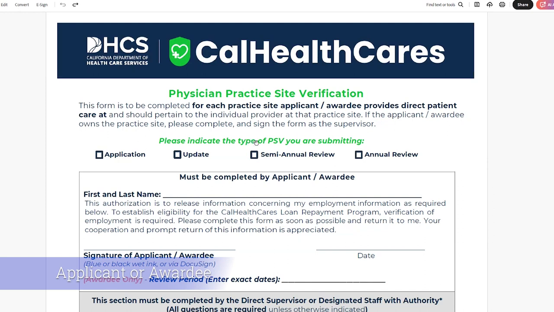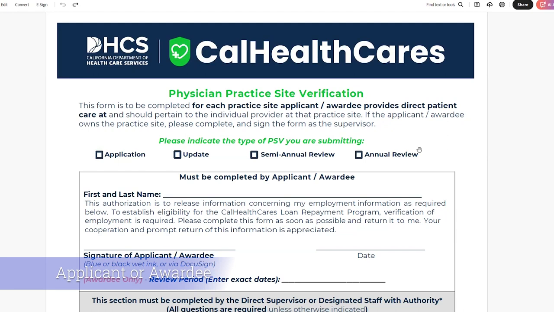There are also semi-annual review forms for the 6-month mark and annual review forms for the 12-month mark. A PSV should be completed for each site you provided direct patient care at during the corresponding review period. For reviews, you will also be asked to manually enter some of the data from the PSV to the electronic form on Smart Simple.